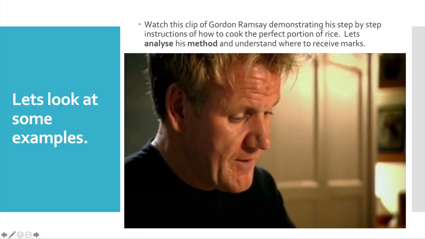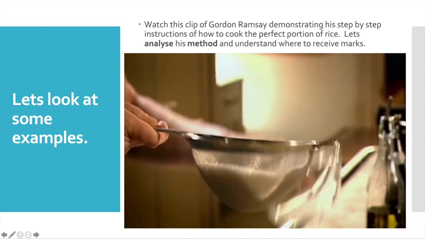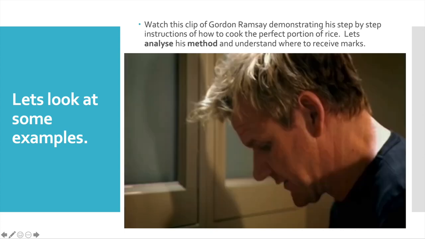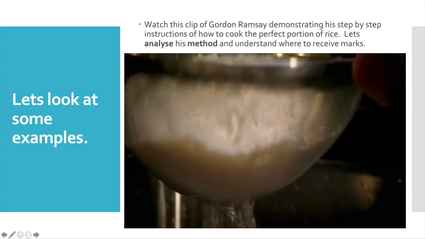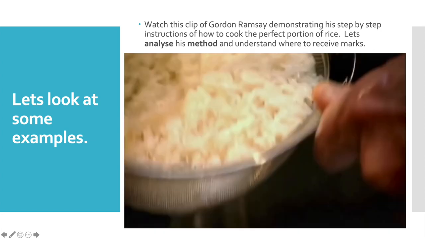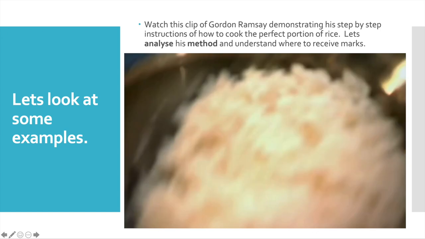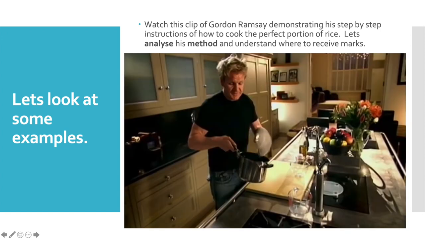So what I'm gonna do now is just rinse off the dust and the starch. Cold water, always. And just rinse the rice. That stops the rice from becoming clumpy in the pan and allows it to become really nice, light and fluffy once it's cooked. Rice into the pan.